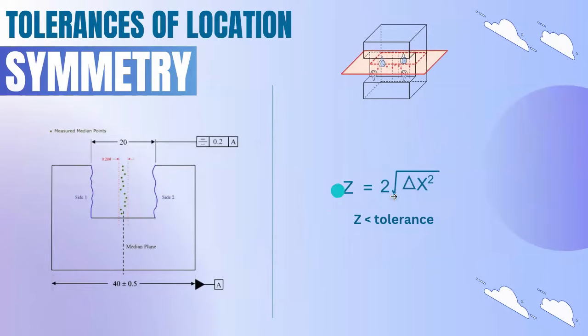Sorry, the formula for this symmetry: only del x is there. Why? Because it will vary only in the x-axis, so only one axis will be there. If the z value is less than tolerance, then it is located inside the zone. If the z value is greater than this tolerance, then the derived point will be above this tolerance zone. So position, concentricity, and symmetry are the same.